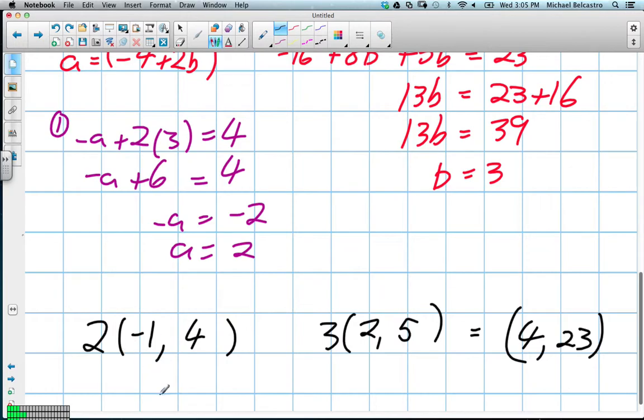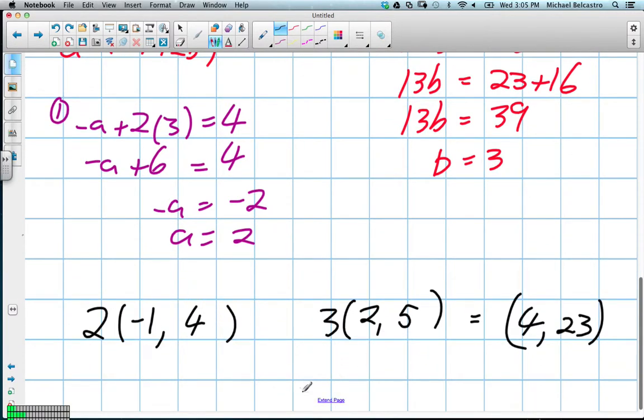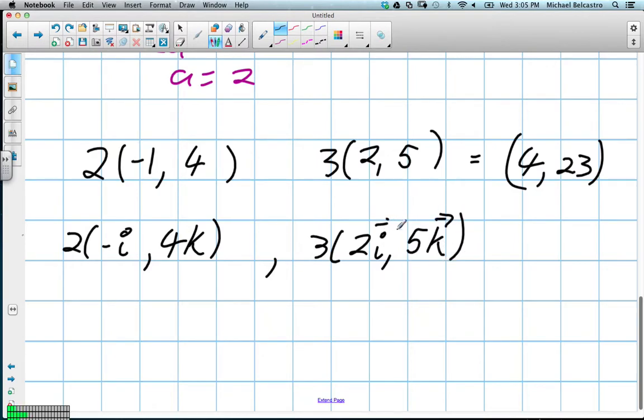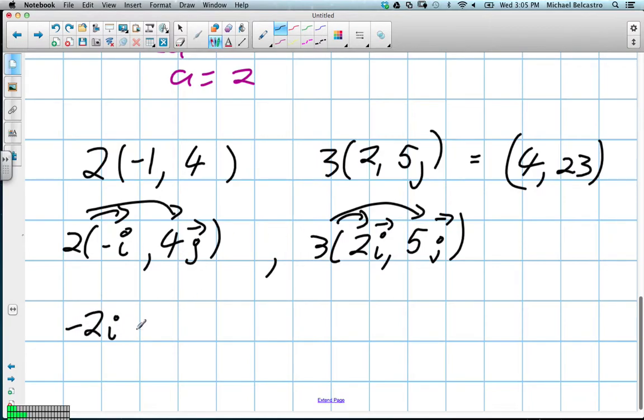If they ask us for unit vectors, you could say that this would be our i. So we would have 2 of negative i and 4k, and our other equation, we have 3 of 2i and 5k. Oh, sorry, you're right, it is j. Sorry, one second. Oops, j and j. Okay, and we would just use our distributive property to get right back in. So we'd have our two equations as unit vectors: negative 2i plus 8j, and our other being 6i plus 15j.